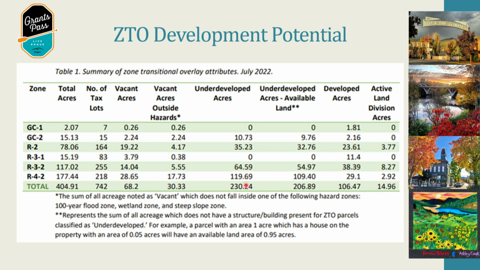The biggest number on here is the underdeveloped acres, and that would be an example of, say, a larger 1 acre parcel that only has one house. So you have a substantial amount of that parcel that could still be developed. We took a house on the property, and if it had 0.05 acres, we said it had an available land area of 0.95 acres. So that would be the underdeveloped acres, how that figure was derived.